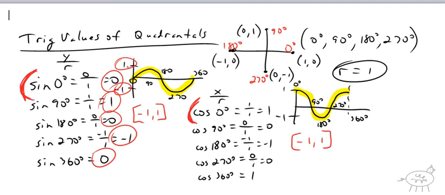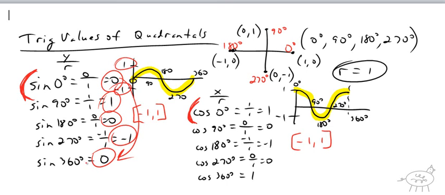And notice too, this repeats, right? When you get to here. Why does it repeat when you go from 0 to 360? Because it's coterminal. I can rewrite 360 as 0 degrees by just subtracting 360. Okay? So that's very, very important.